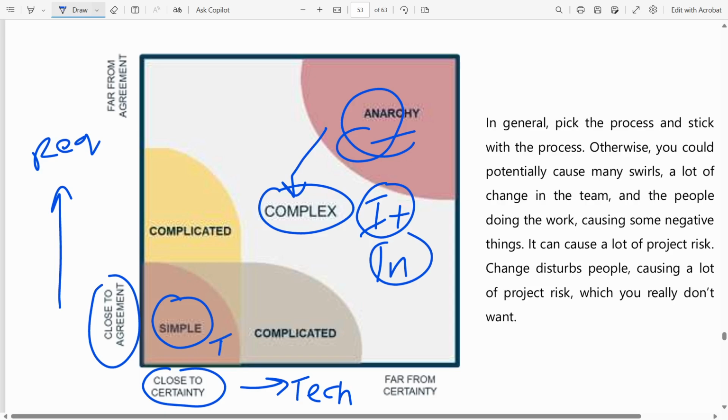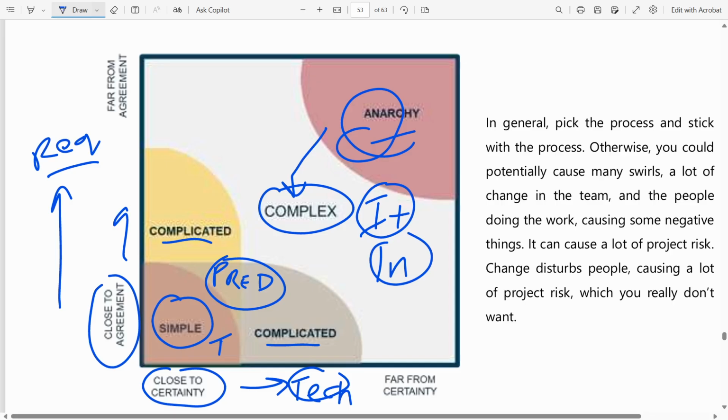Now, as you move away from close to agreement to further from agreement in terms of the requirements and further from certainty in terms of the tech, you're going to get into the more complicated zone. Complicated just means there are many moving parts, but it can still be governed by a largely predictive approach. Imagine assembling a watch. Yes, there are many parts, but if you follow one by one, step by step, you will get to the point where you assemble the watch.